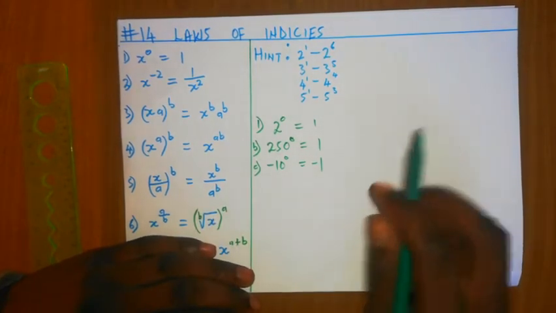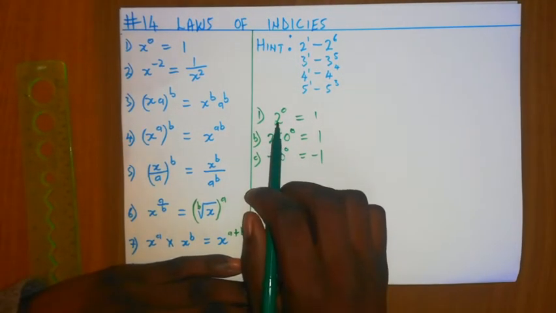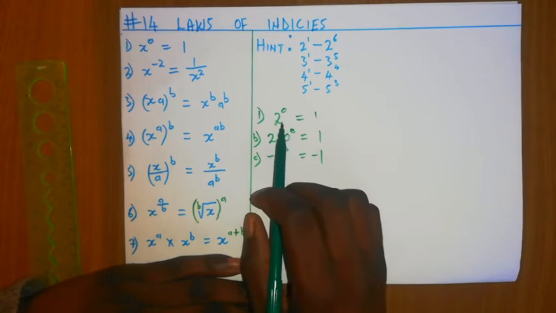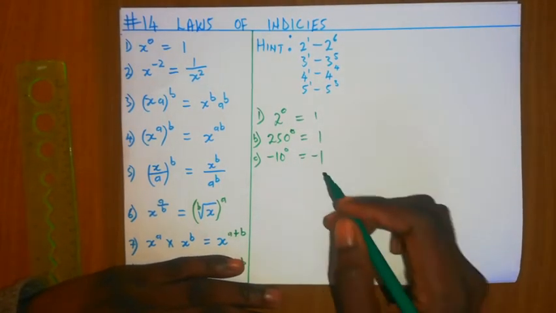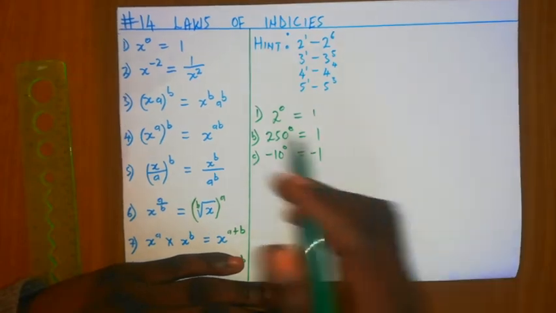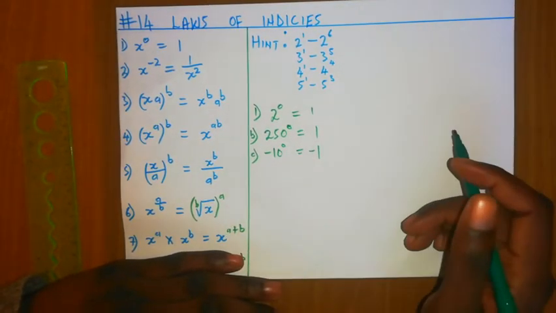My law is only applicable to what? To those whole positive numbers. So my negative sign, we're going to retain that negative sign. That's our law number 1.